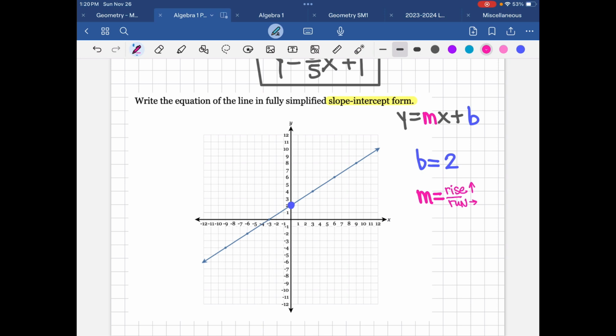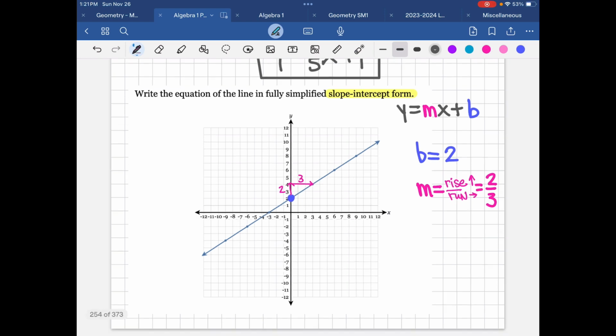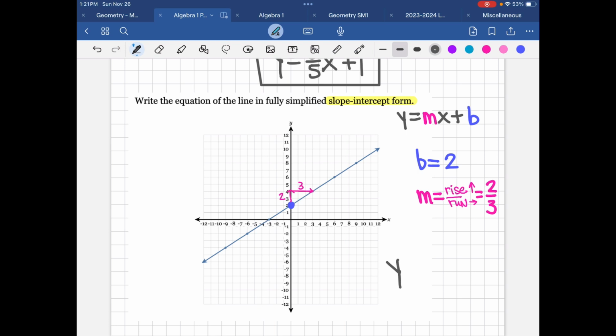So let's see. I would go up 2, and then 1, 2, 3 to the right. So I'm going to go 2 over 3. I'm going to simplify that. It is simplified, so let's go ahead and write the equation. Y equals 2/3 x plus 2. There we go.